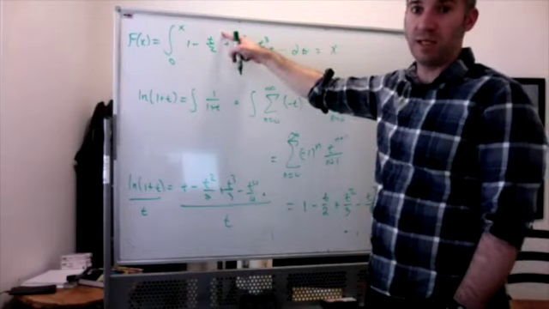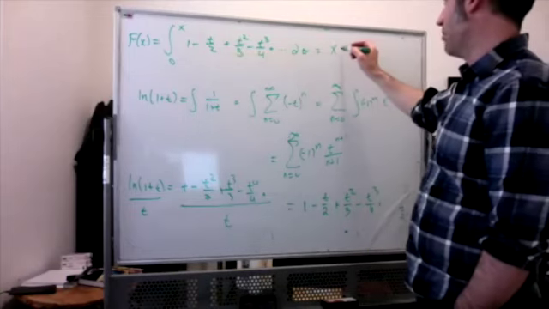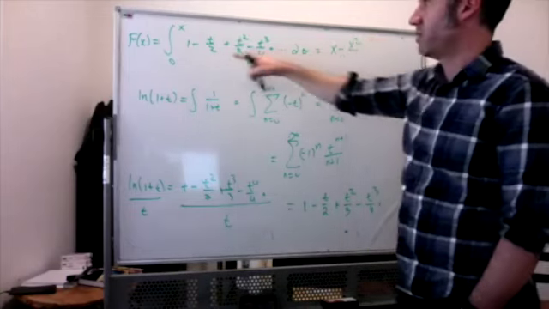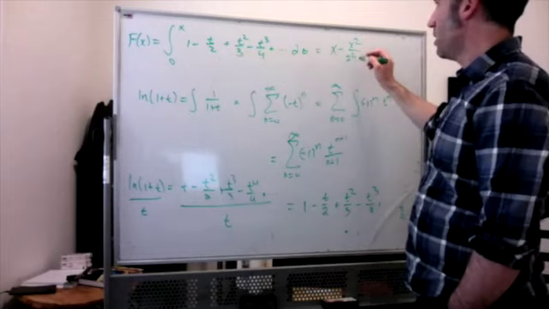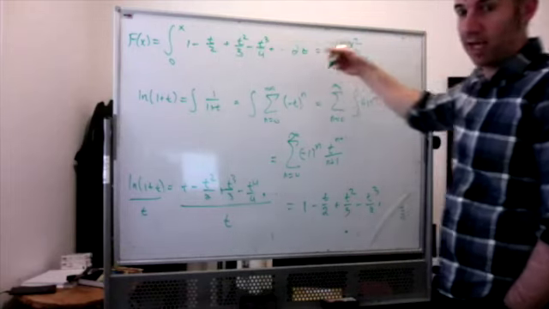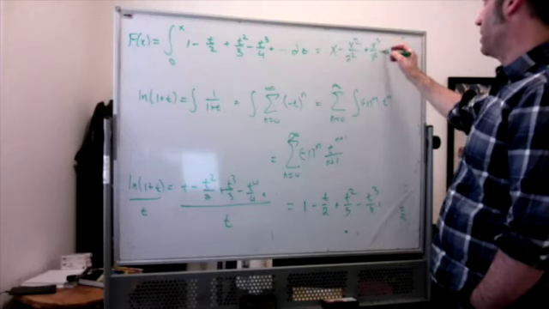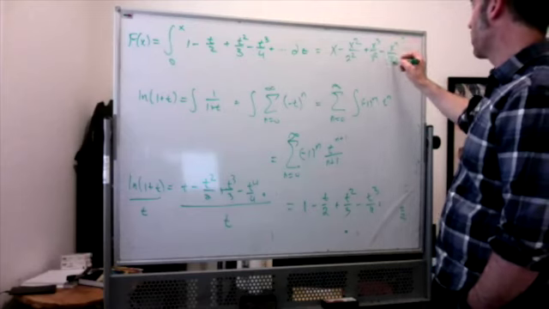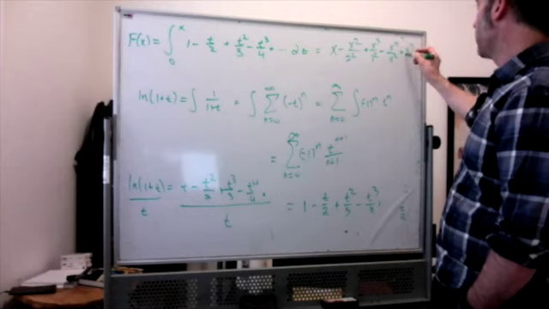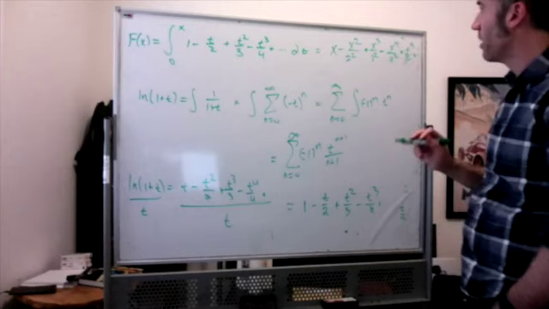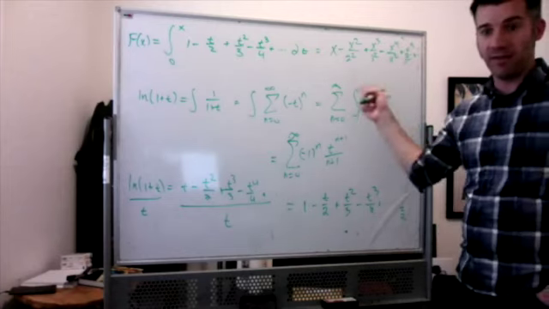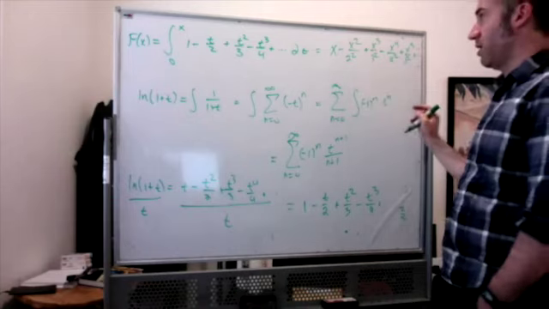Integral of t is t squared over 2. So I'm going to get minus x squared over 2 times 2. And then here I'm going to integrate, I'm going to get x cubed over 3 squared. And then minus x to the 4th over 4 squared, plus x to the 5th over 5 squared, etc. So that's how we find the function. That's the function right there.